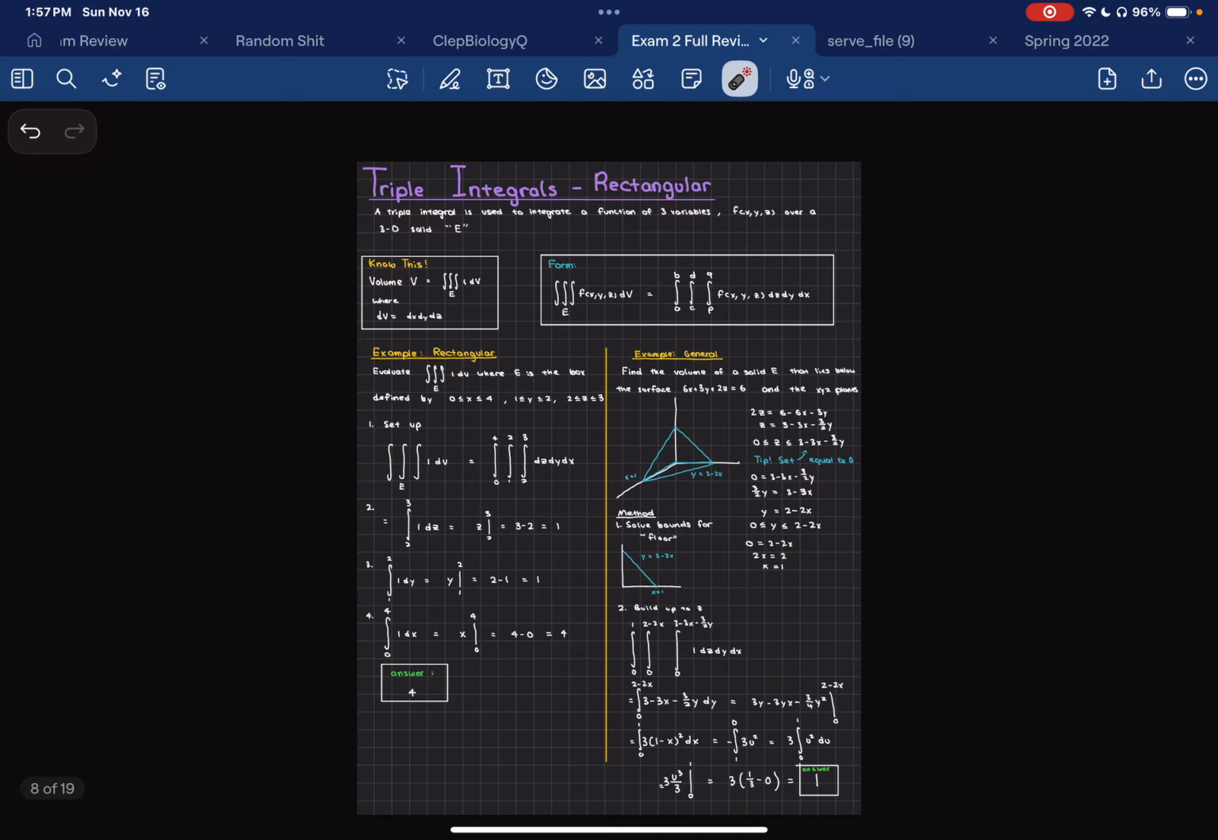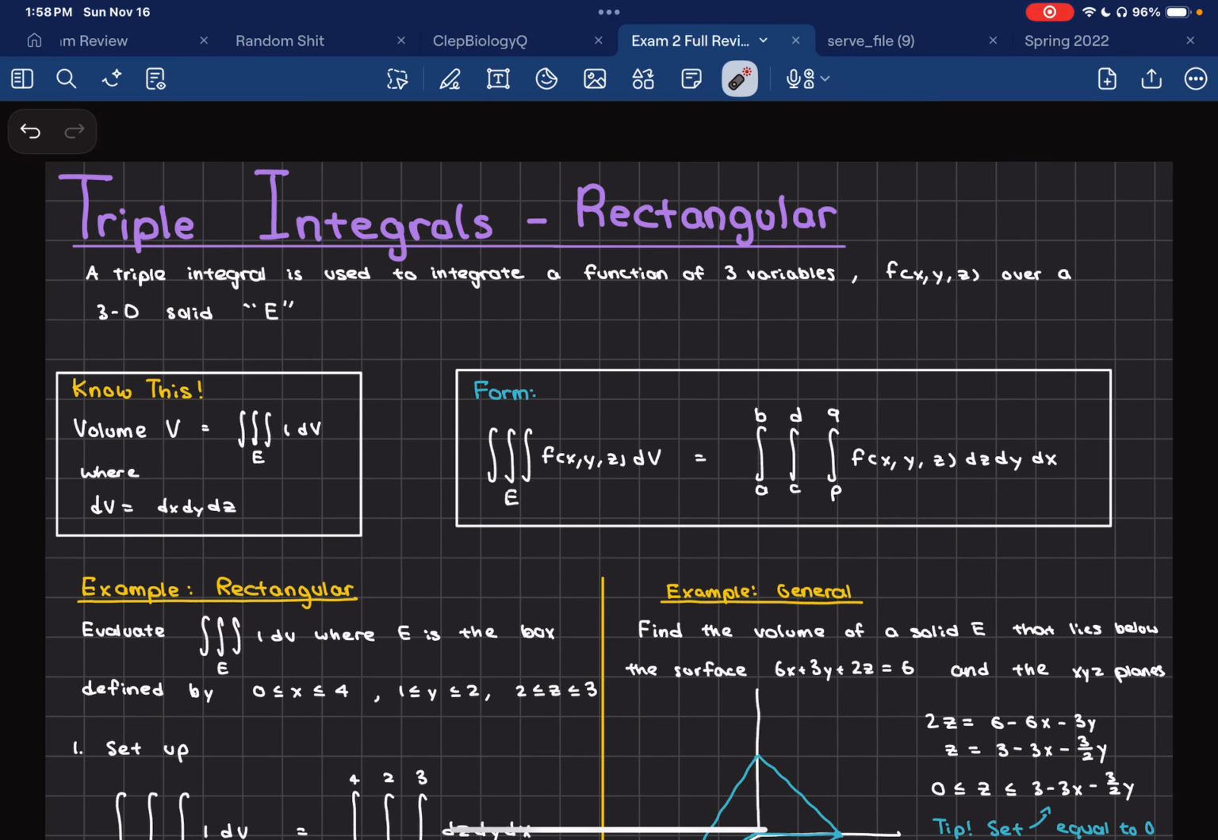Okay, we're moving on to triple integrals. Ooh, scary. Okay, rectangular triple integrals. So triple integrals are now the next step to double integrals, and I'd like to say one of the more final forms of regular integration. So the triple integral is used to integrate a function of 3 variables, f of x, y, z, over a 3D solid, which is now E instead of R.